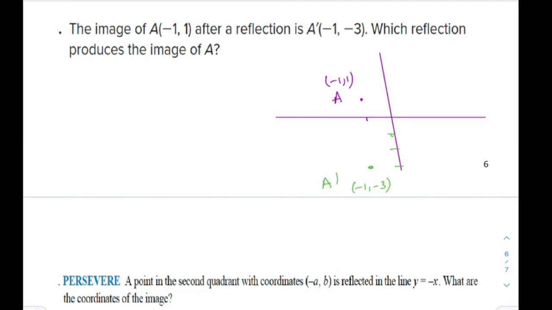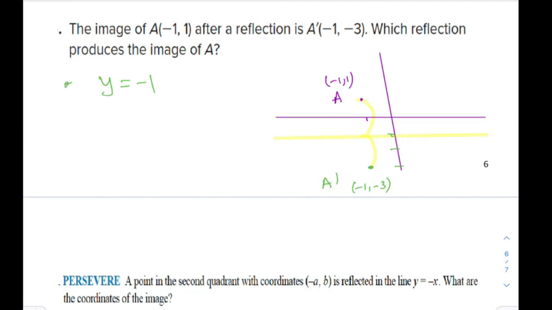Which reflection produces this image? At what line? Actually, you can imagine here that there is a line in the middle, midway between these 2 points, where the distance is equal, and this is a horizontal line. So that means we can directly guess that the line is y equals -1. This is one approach. What is the other approach?